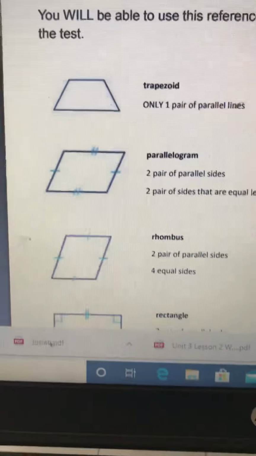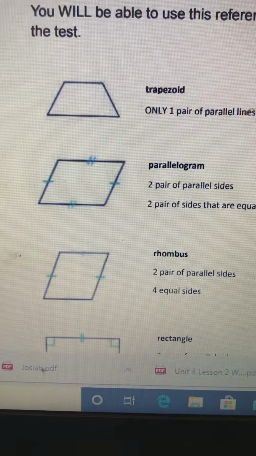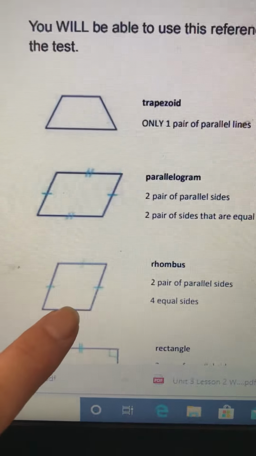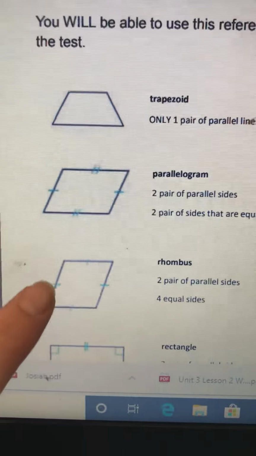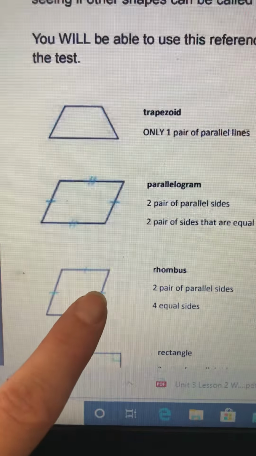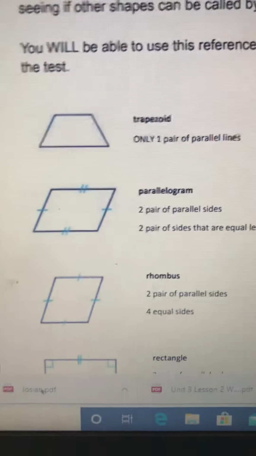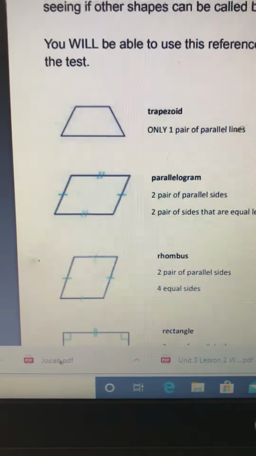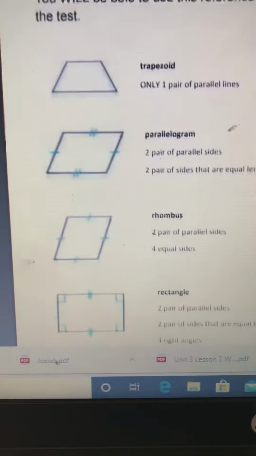Okay. A rhombus has two pairs of parallel sides. So this side will never touch this side. That's one pair. And this side will never touch this side. That's two pairs. So it has two pairs of parallel sides. And it also has four equal sides. All the sides are equal.